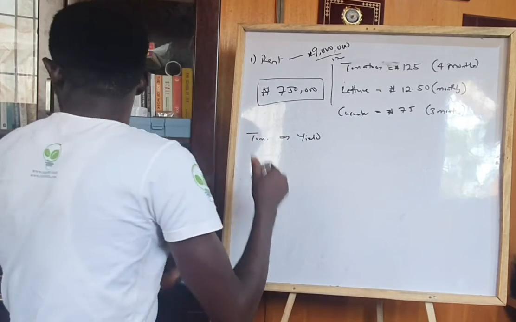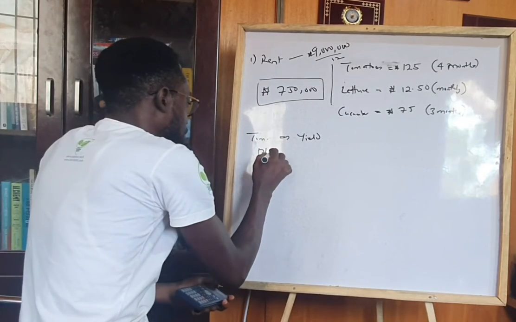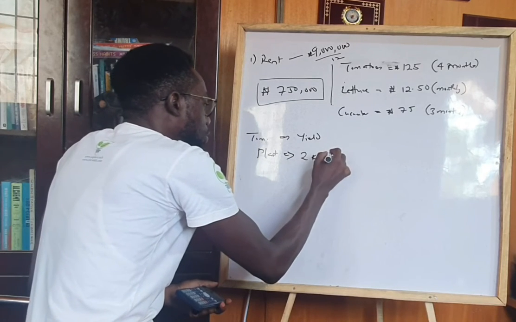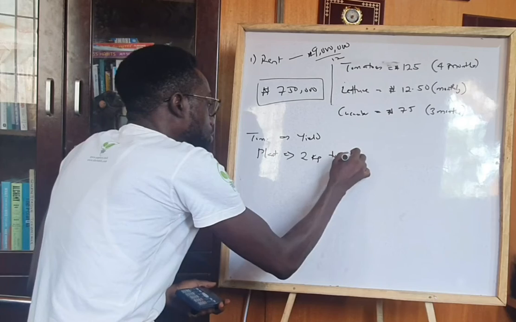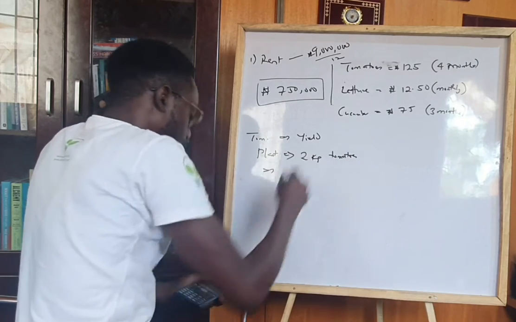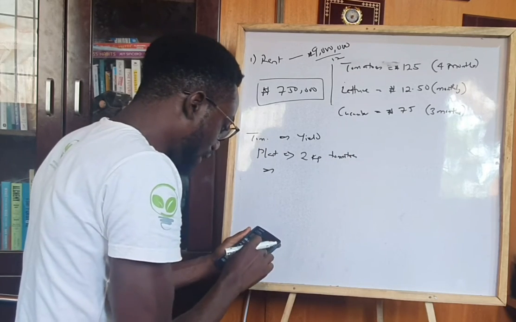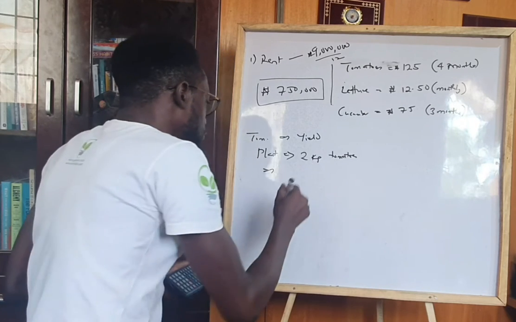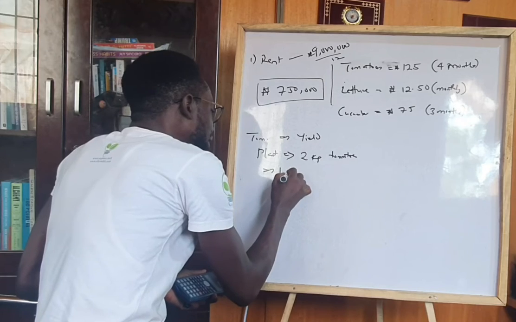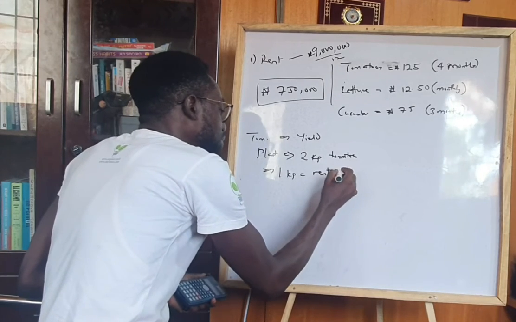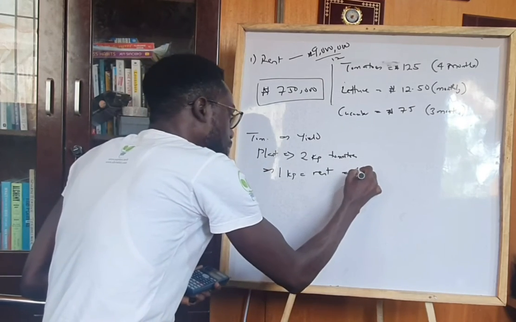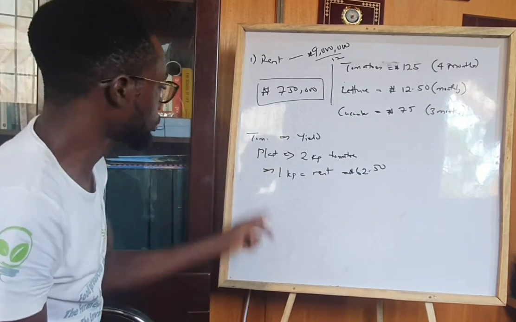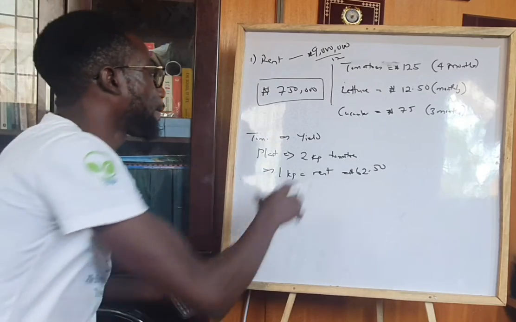Now, if a single plant can give me just 2 kg of tomatoes, it means that I will do 125 divide by 2. So for 1 kg, the rent is actually 62 naira 50 kobo on tomato.